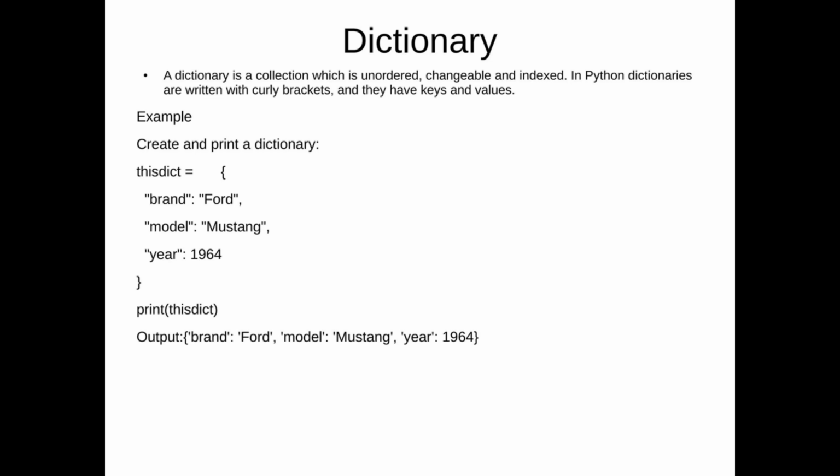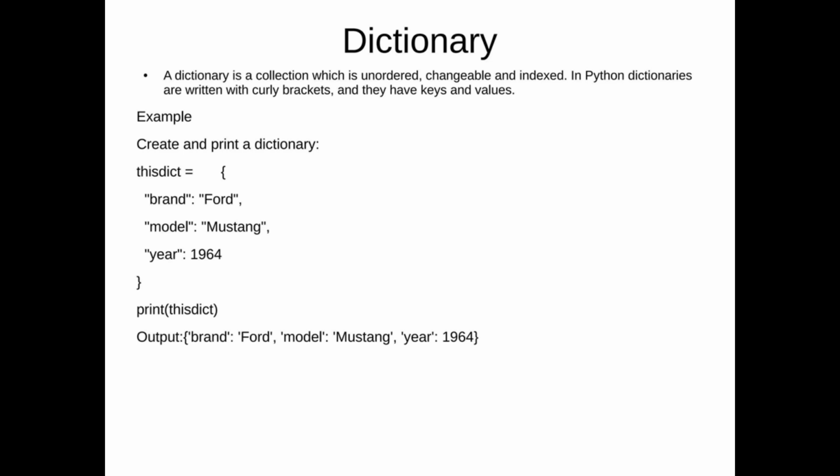Next, dictionary. A dictionary is a collection which is unordered, changeable and indexed. In Python, dictionaries are written with curly brackets, and they have keys and values. Here is an example to create and print a dictionary. This dictionary is assigned inside curly braces with the brand of the car, name, model and year. So print of this dictionary is displayed on the output.